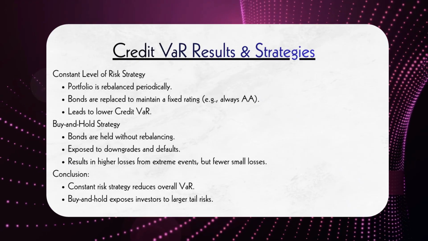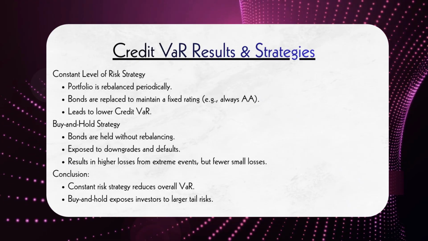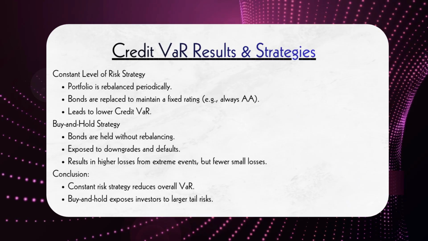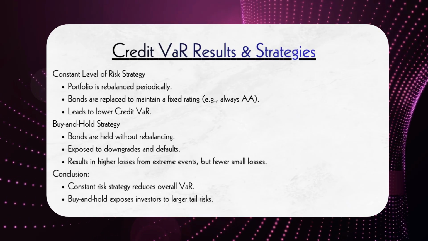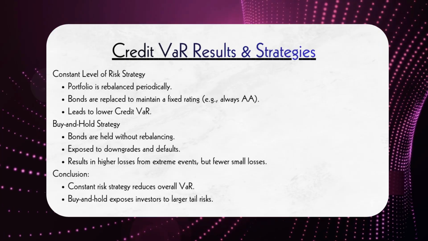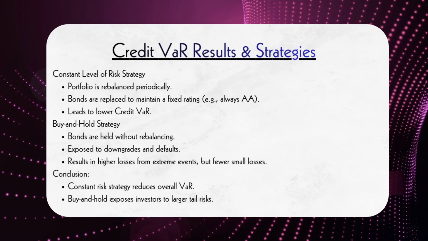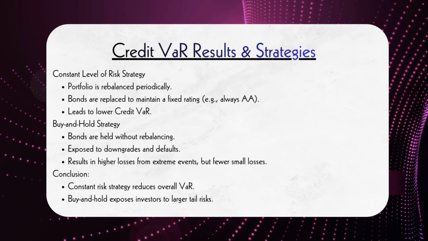So, in conclusion, credit spread risk is a crucial component of credit VaR, and models like CreditMetrics help us capture rating changes, default risk, and correlations more realistically. Also, the choice of strategy plays a big role in determining the level of risk in the portfolio.